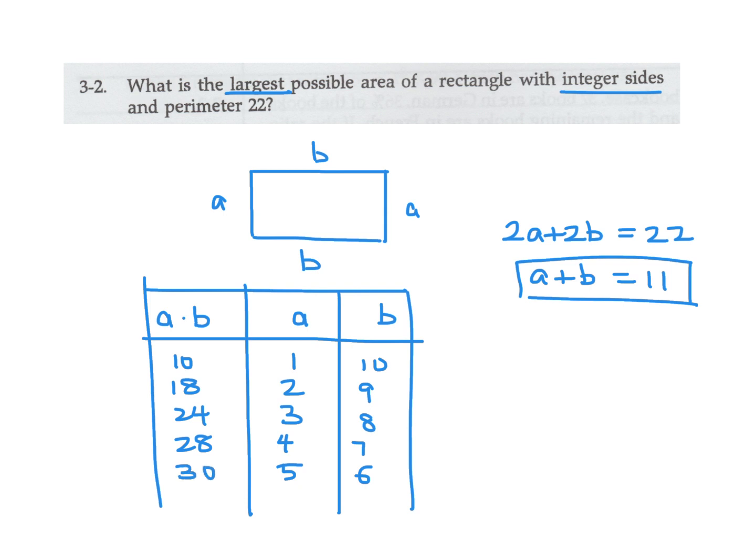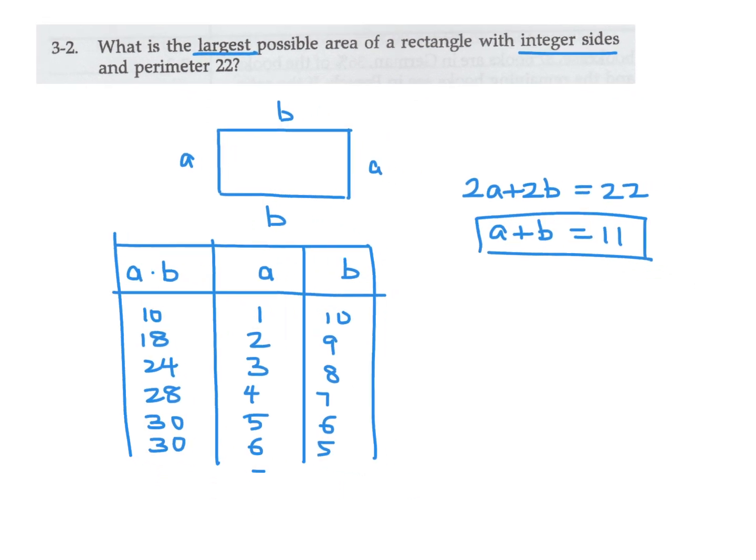And then 6 and 5 would again make it 30. And then we get to 7 and 4, 28. Okay, so now it's going down. So obviously 30 is the largest possible area for the conditions required.